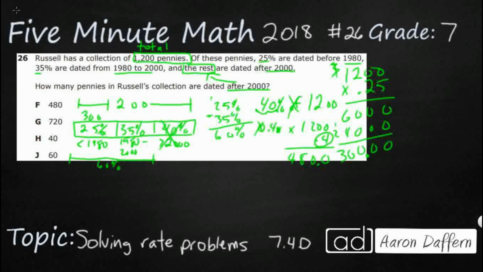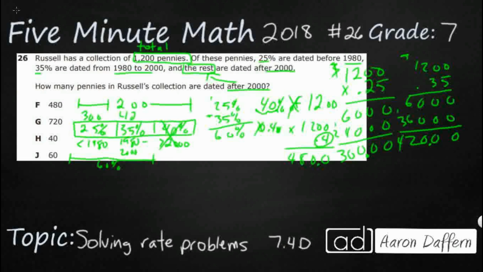And then we can do the same thing for this 1980 to 2000, right? So that's 35%, so that's 0.35. So we're going to take 1,200, multiply it by 0.35. That's 10, that's going to be 6,000. Now we're going to do 0, 0. Now instead of 24, it's going to be 36. 12, 42, 2 digits behind the decimal, 420.